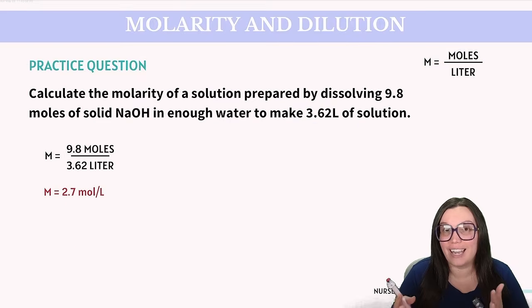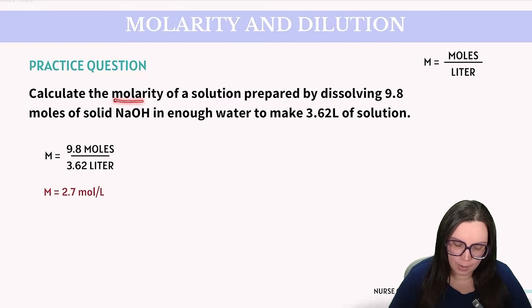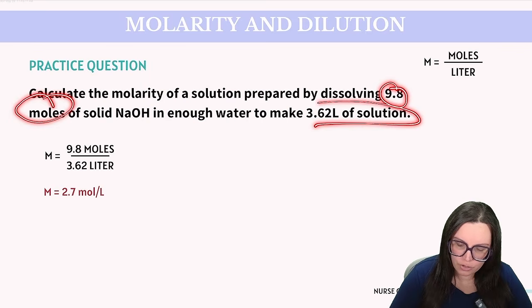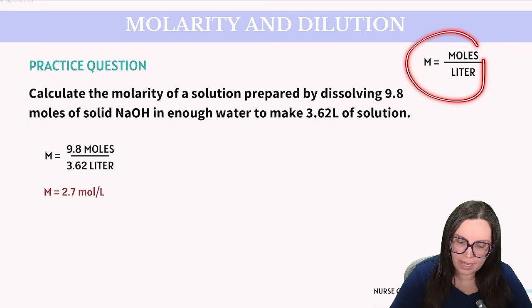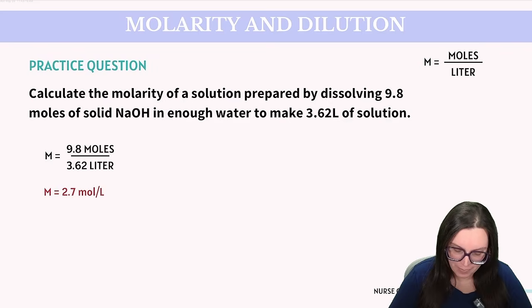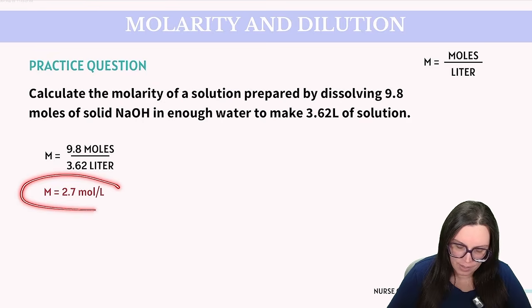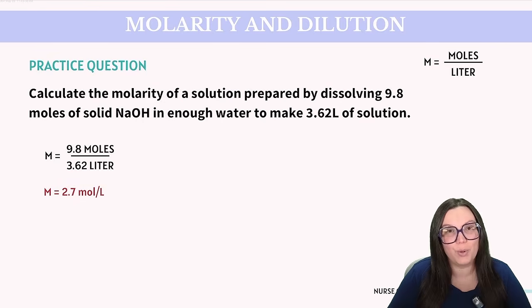So let's take a look at an example. Calculate the molarity of a solution prepared by dissolving 9.8 moles of solid NaOH in enough water to make 3.62 liters of solution. So we know what our moles are, and we know what our solution is in liters, so we just go ahead and plug that into our molarity equation. So we have M is equal to 9.8 moles over 3.62 liters, and we're just going to divide. And that's going to give us a molarity of 2.7 moles per liter.